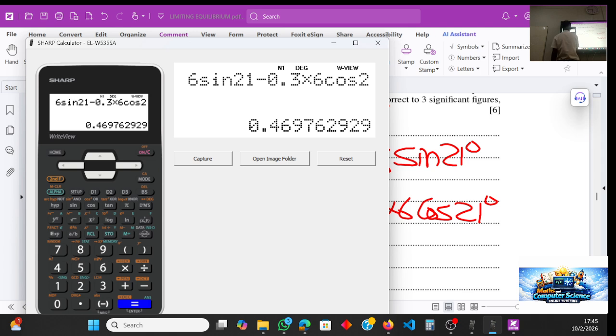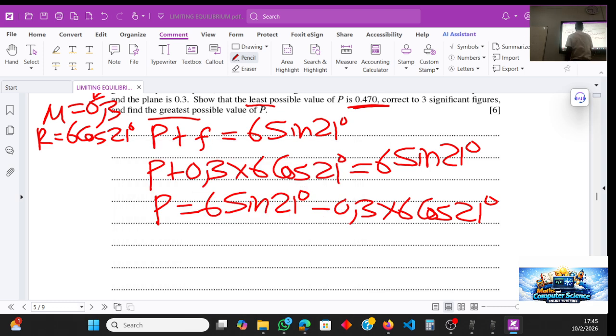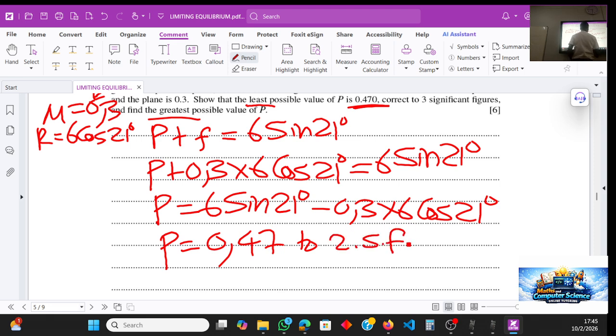Let's check what we get. They are saying 0.4697, but to three significant figures, it means we are going to round using the fourth figure. So the first significant is 4, then 6, 9, so we'll use 7 to round, which will add a 1 to 9, gives us a 10, which will ultimately update the 6 to a 7. So it means the least possible value of P is going to be 0.47 to 2 SF. So it looks like we're correct.